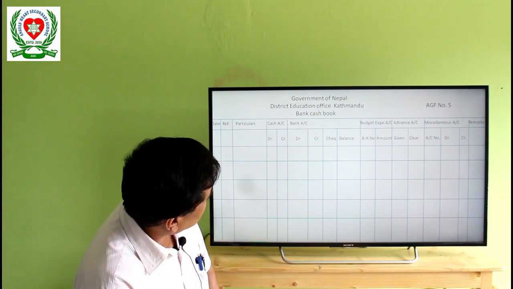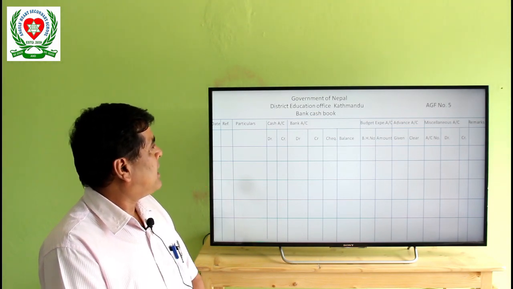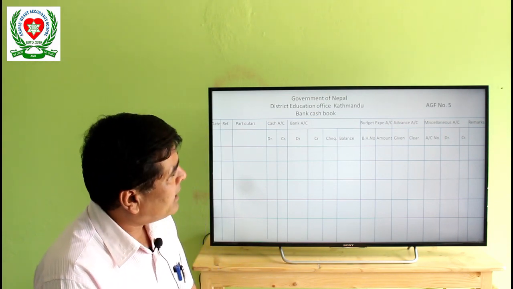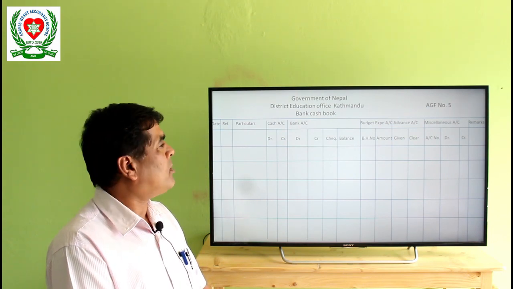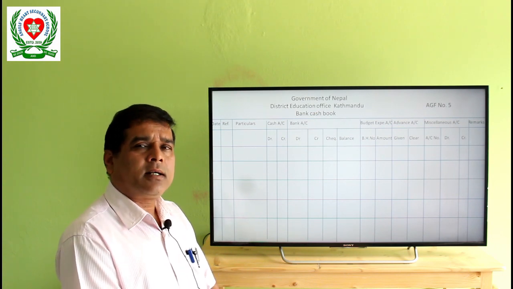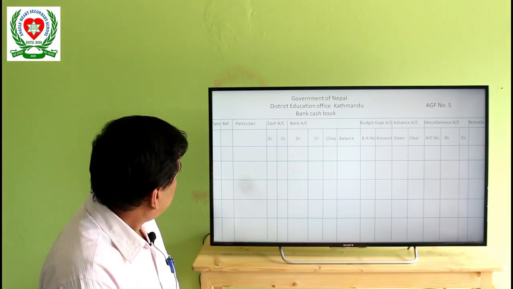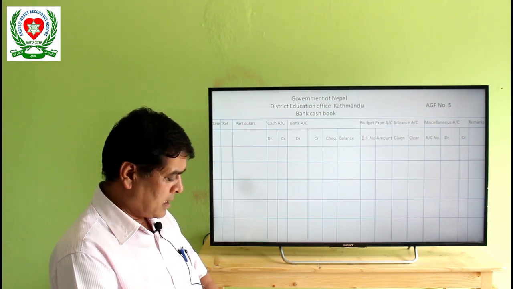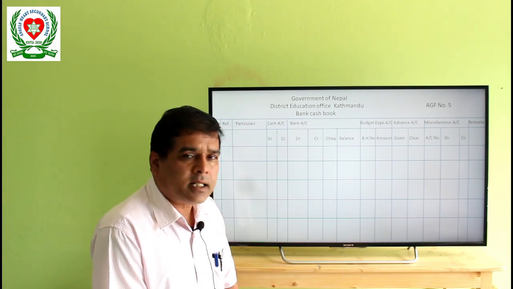At the top, name of the organization should be written: Government of Nepal, District Education Office, Kathmandu, bank cash book, and AGF number 5. AGF number, Auditor General's firm number, is prescribed by the Auditor General, and the number is 5. And there are date, reference number, particulars, cash account, bank account, budget expenditure account, advance account, miscellaneous account, and remark.